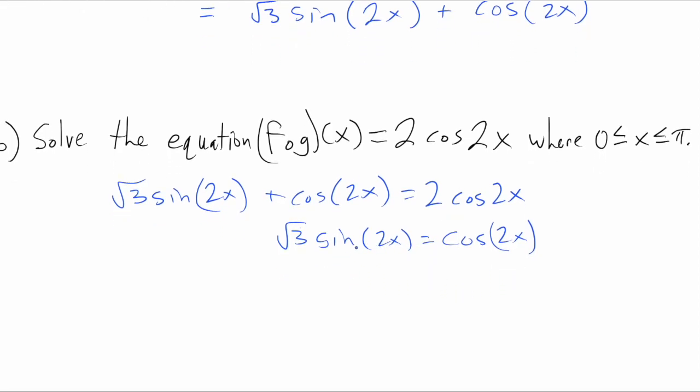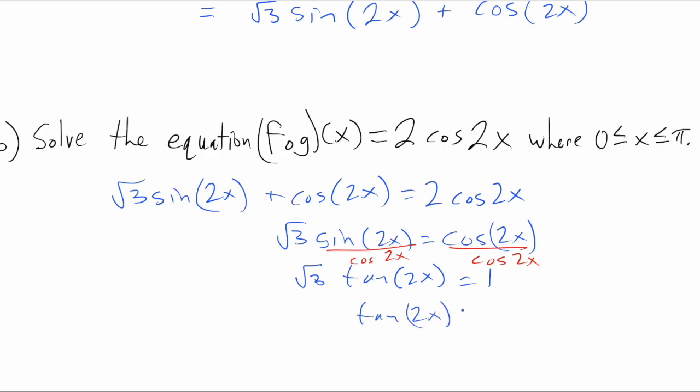And usually when you have sine and cosine like this, you can just divide both sides by cosine and get a tangent, right? Because sine divided by cosine is tan. Okay, let me actually show that. Dividing both sides by cosine 2x. And this is a 1 over here, so tan 2x equals 1 over root 3.